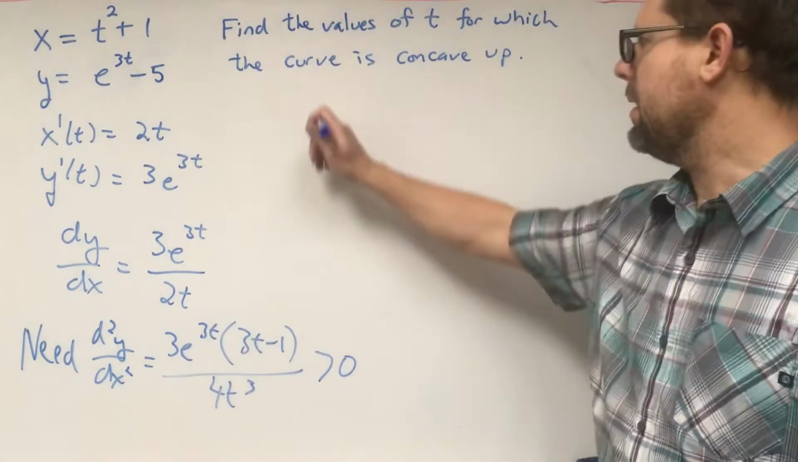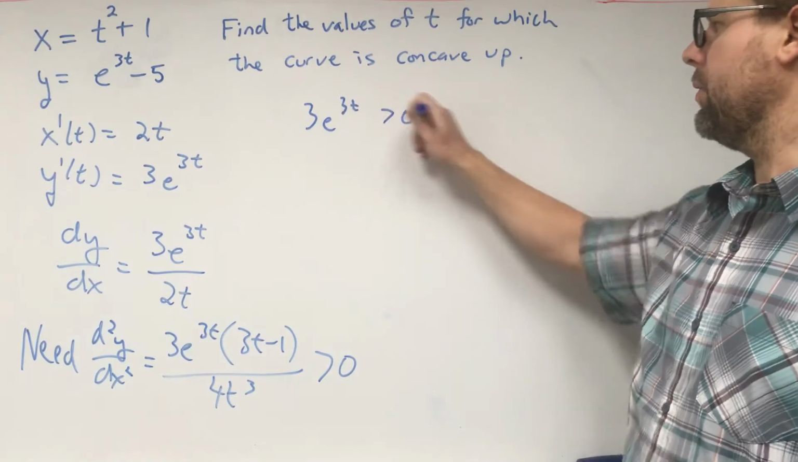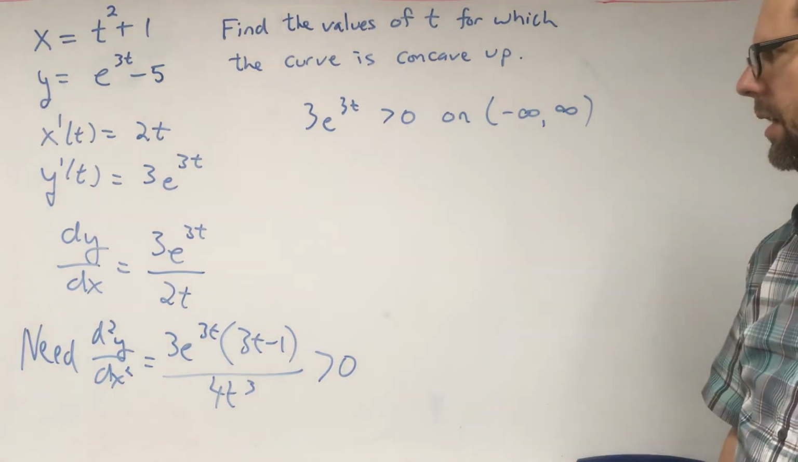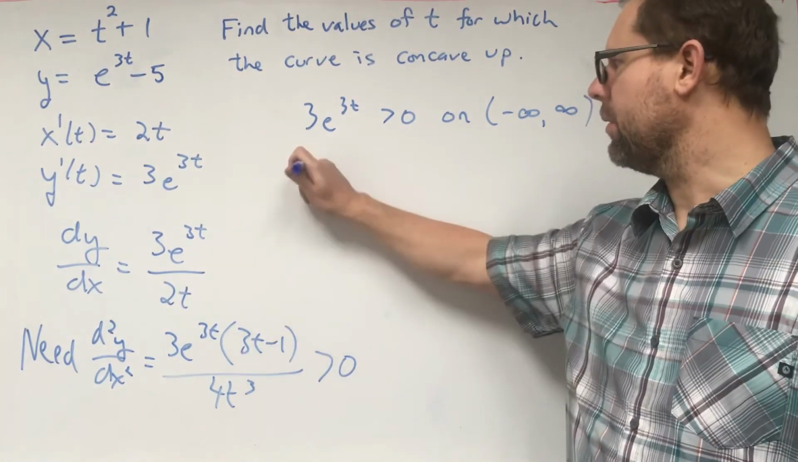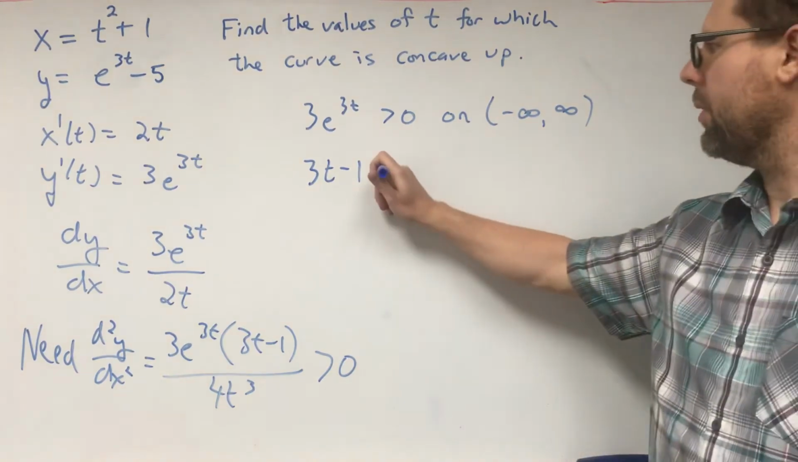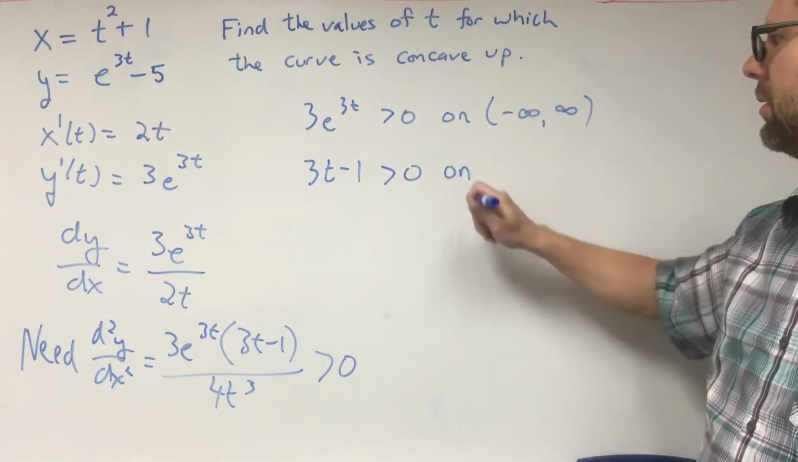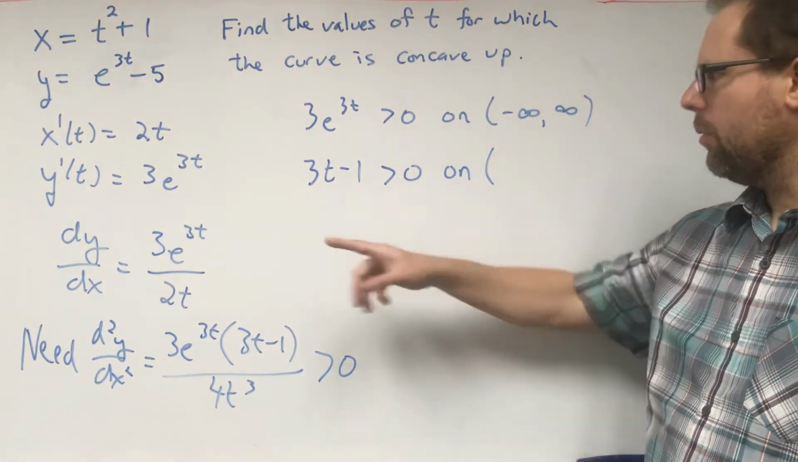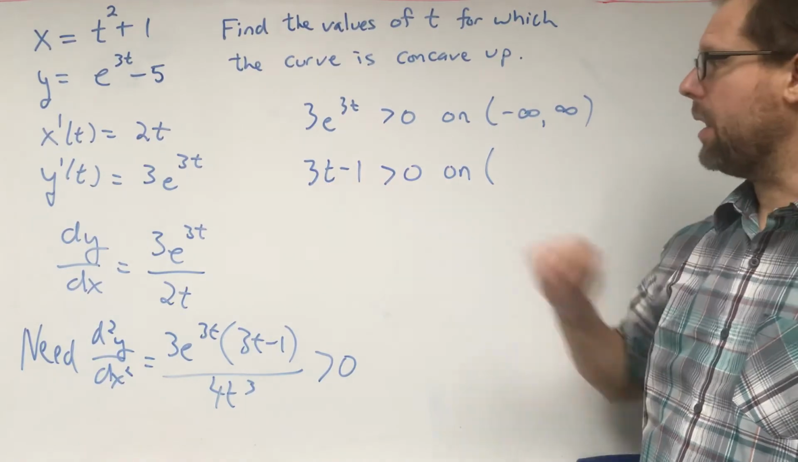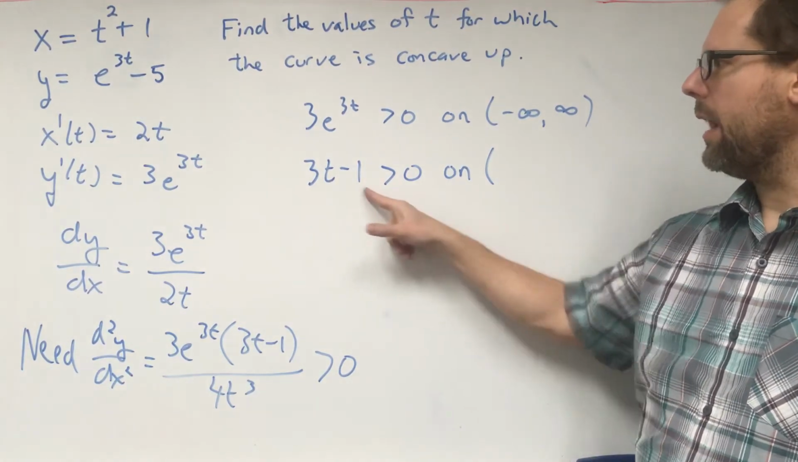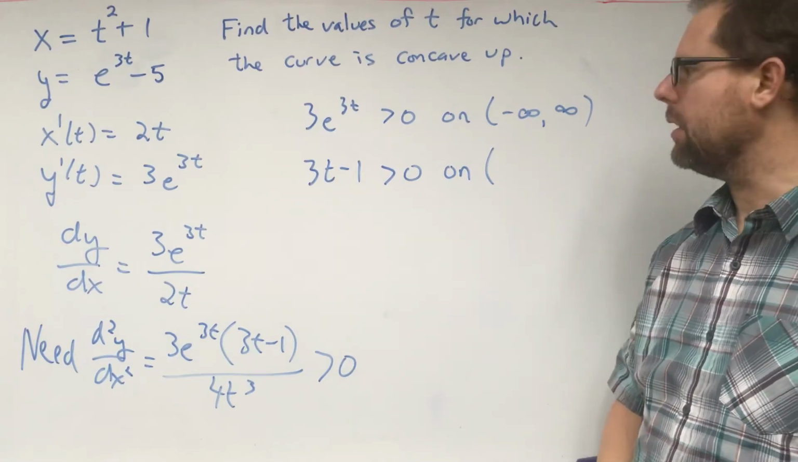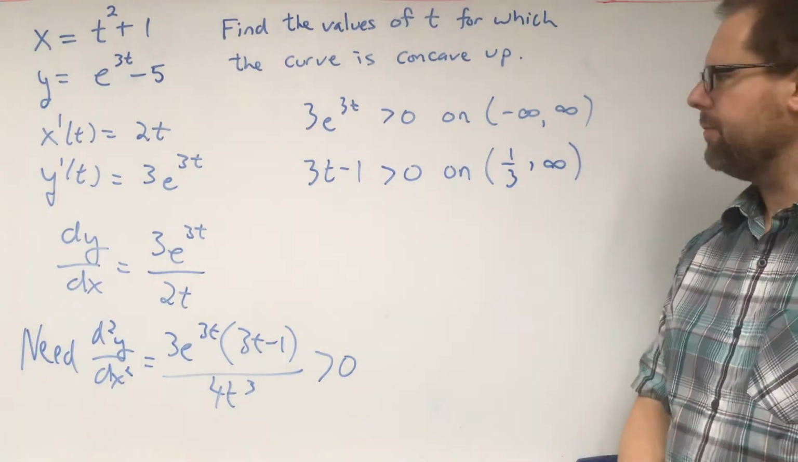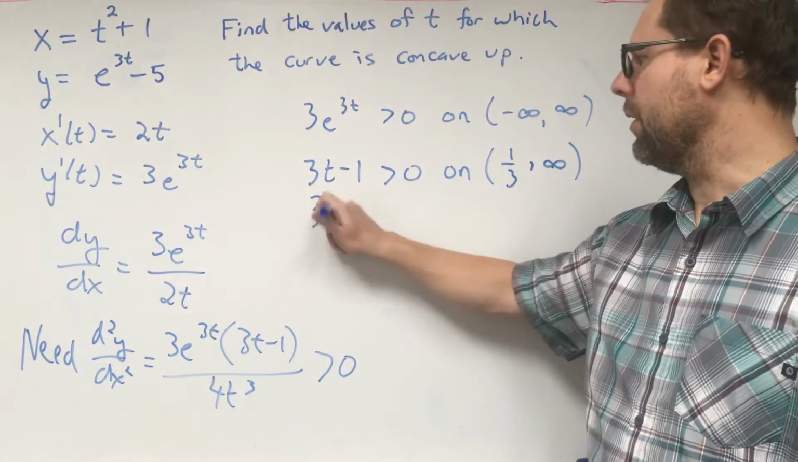Now 3e to the 3t is greater than 0 on the entire real line, so that's not going to affect our sign. More important are going to be these fellas right here. 3t minus 1 is going to be greater than 0 on, now let's think about this for a moment, 3t minus 1. Whenever t is rather large, this will be positive. Where is this equal to 0? At 1/3. So you could solve this inequality directly, and you should be able to get 1/3 to infinity.